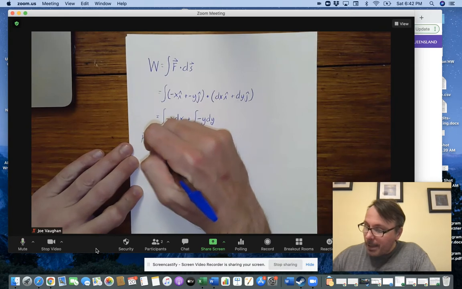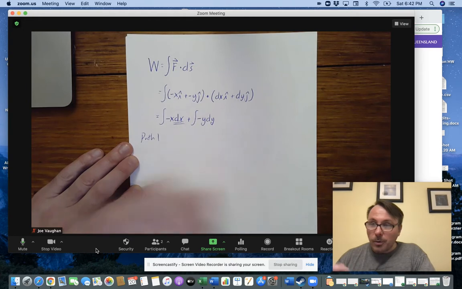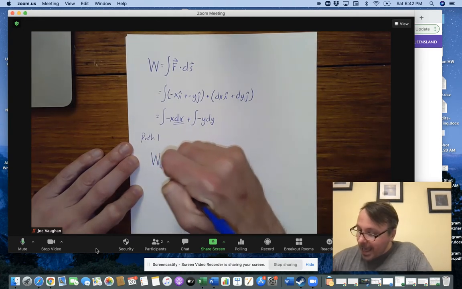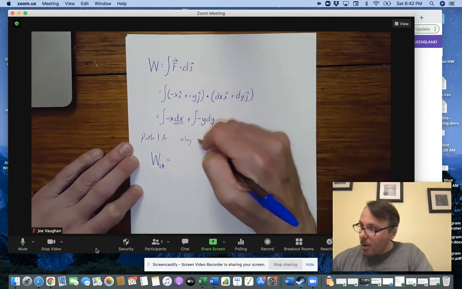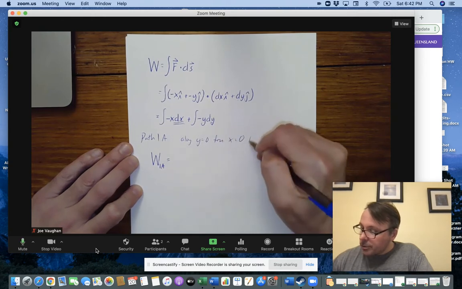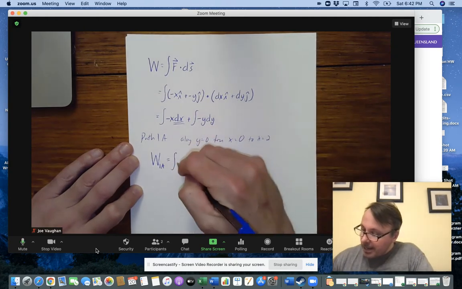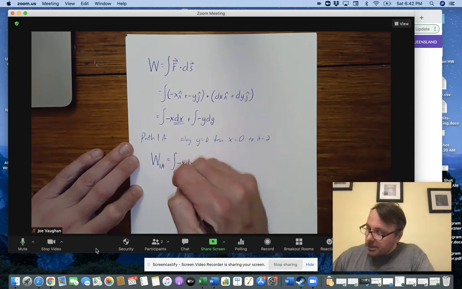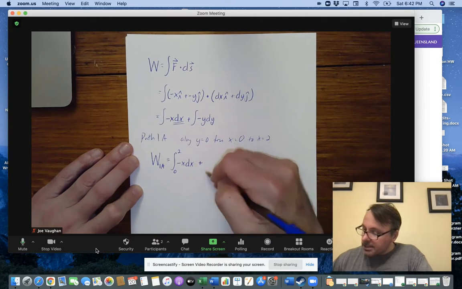So here we go, path one. And here's where we apply the path. So path work 1a specifically. Now remember what 1a said. That was along y equals 0 from x equals 0 to x equals 2. So if I'm looking at this integral here, negative x dx, that's all fine. Oh, and I'm going from 0 to 2 along there. Great. And then plus negative.